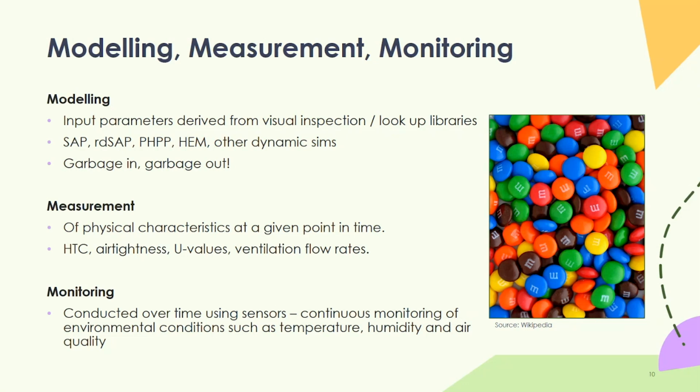And so when I talk about measuring these particular fabric performance characteristics, that's with a view that those measurements can in turn be plugged into your models to reduce the uncertainty and improve the precision of the modelling. And then we've also got the supplementary activity of what I would term monitoring, which is rather than a point in time measurement of a building performance characteristic, we're talking about, again, going back to those IoT sensors, monitoring the environmental conditions in a home over time.